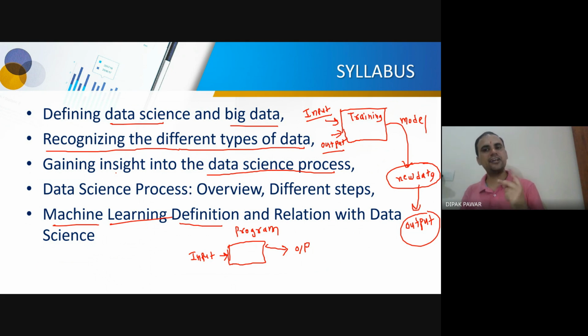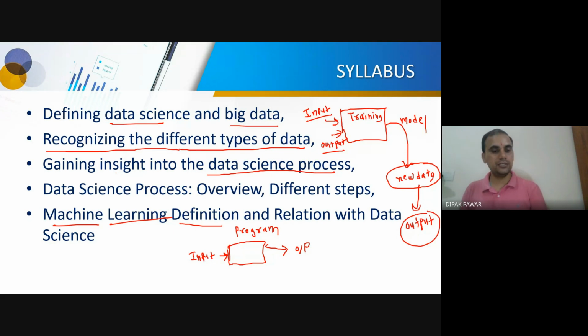The first part is divided into two parts: business understanding and data understanding. Next, we have the data preparation part. After data preparation, we have the model building part. After model building, we have the evaluation part. After evaluation, we have the model deployment, and the last part is monitoring and maintenance.